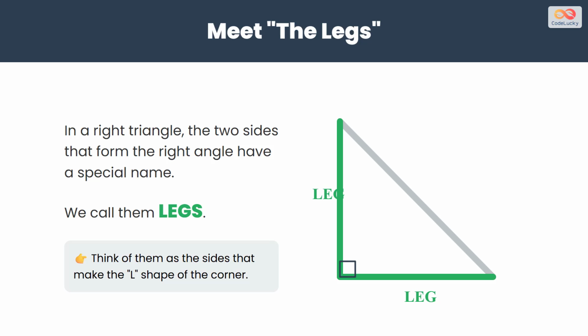Now let's focus on the sides. In a right triangle, the two sides that actually meet to form that 90-degree corner have a special name. We call them the legs. Think of them as the two straight lines that make the L shape.